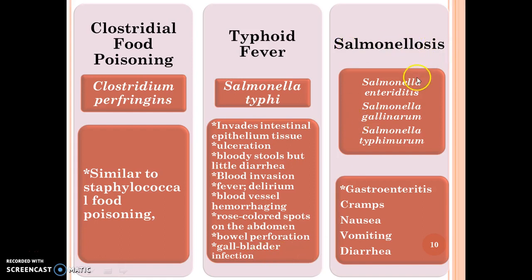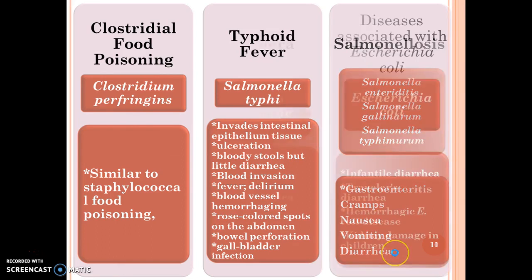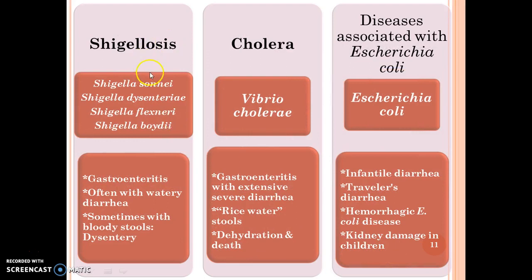Salmonellosis is caused by different species of Salmonella: Salmonella enteritidis, Salmonella gallinarum, Salmonella typhimurium. Symptoms are gastroenteritis, cramps, nausea, vomiting, and diarrhea. Shigellosis is caused by Shigella sonnei, Shigella dysenteriae, Shigella flexneri, Shigella boydii. The symptoms are gastroenteritis, often with watery diarrhea, sometimes with bloody stools, dysentery.